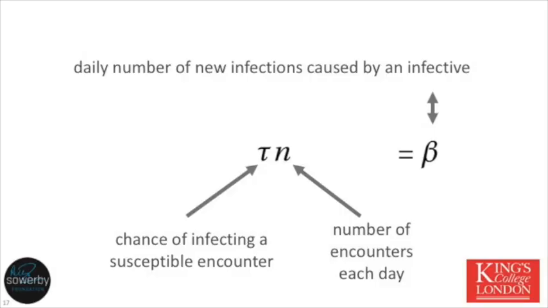Let's think a little bit more about tau, N, and beta. Tau is partly a biological matter, how contagious the disease is. But it will also depend on social factors. In some societies, people engage in a greater degree of physical contact when they meet.